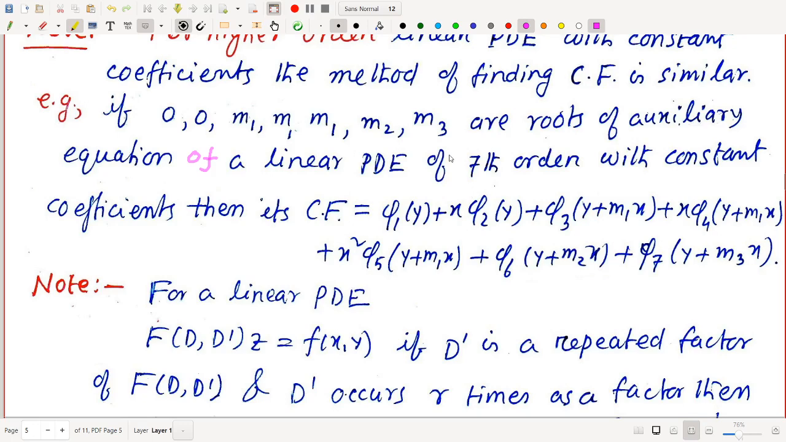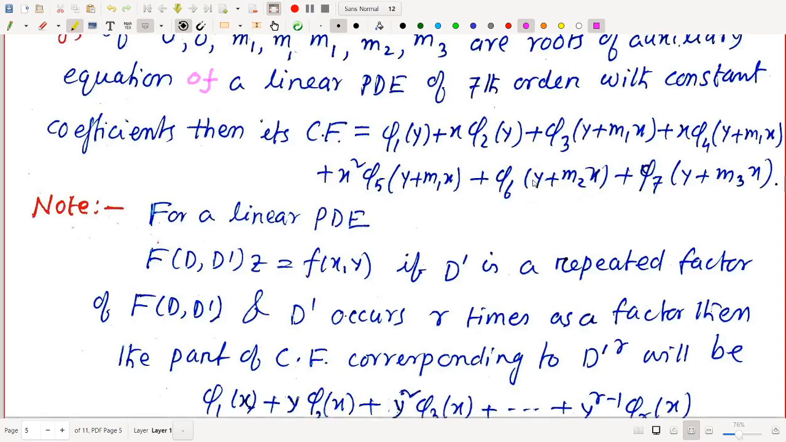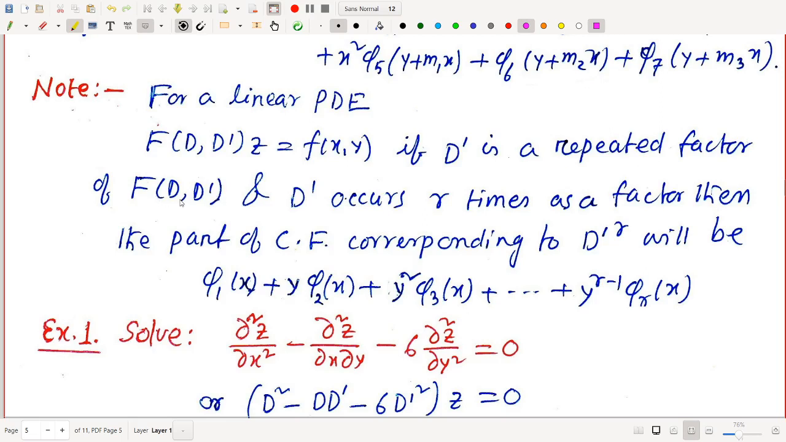This is just an example for a 7th order, but in practice you will get second order, third order, or fourth order. Note, for a linear PDE f of D comma D dash z equal to f of xy, if D dash is a repeated factor of f and D dash occurs r times as a factor, then the part of CF corresponding to D dash to the power r will be phi 1 of x plus y phi 2 of x plus y square phi 3 of x plus dot dot dot y to the power r minus 1 phi r of x.